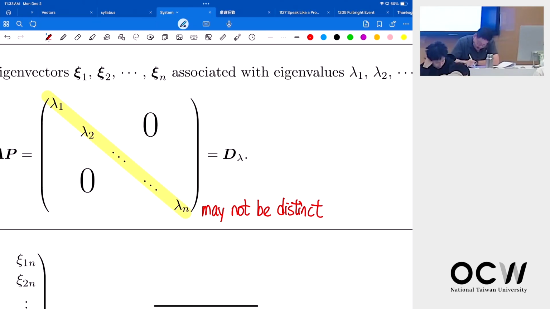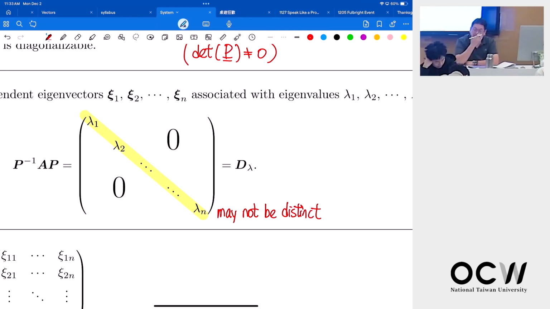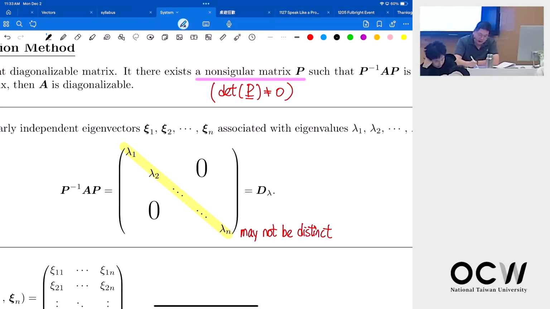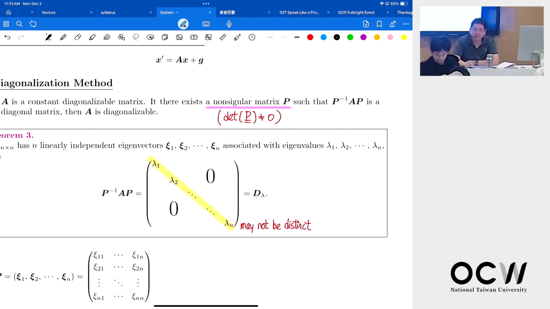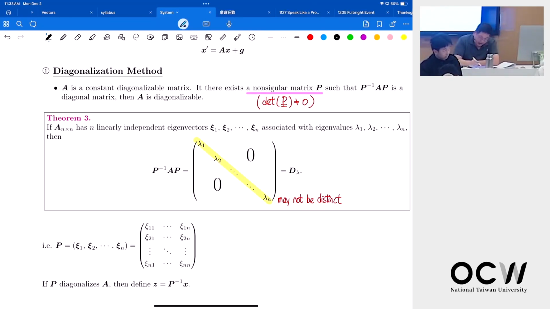Maybe some of the eigenvalues are the same, but they have different eigenvectors, right? That is what we just practiced in the example. We have repeated eigenvalues 1, 2, but we have different eigenvectors. And this matrix P is formed by the eigenvectors. So here you can see those are the eigenvectors.